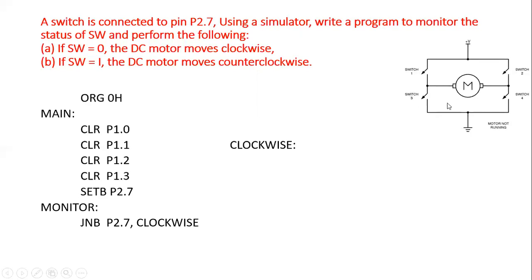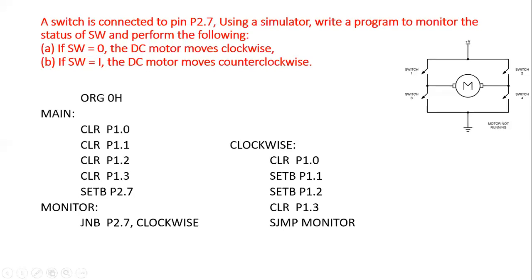So this is connected to P1.0, P1.1, P1.2 and P1.3. Now, what are the switches that need to be on? Switch 1 and switch 4. Switch 1 is P1.1, and the other switch we have to turn on is P1.2. Then P1.3 is off. That's for a clockwise direction.